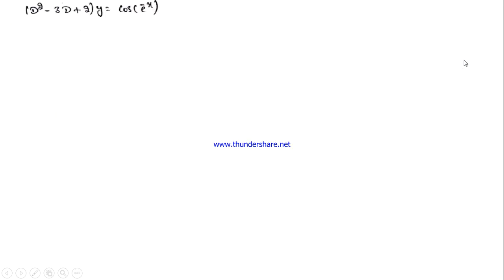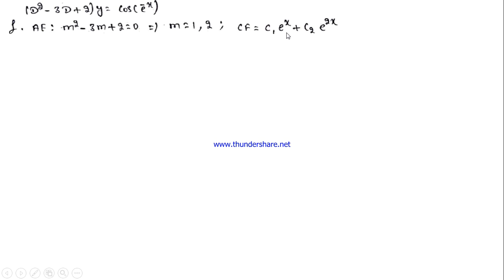D square minus 3d plus 2y equal to cos of e power minus x. You can note that even this problem cannot be solved by the known methods. We are supposed to employ the method of variation of parameters even for this. Find the roots 1 and 2. So complementary function is c1 e power x plus c2 e power 2x.